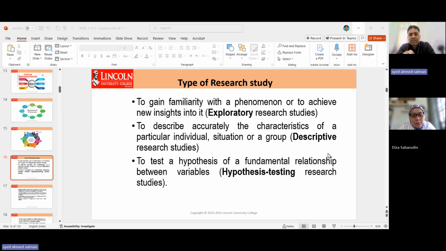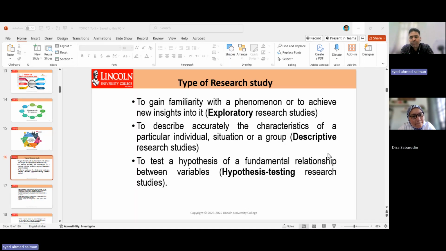Please try to understand the definition of exploratory research. To gain familiarity with the phenomena or to achieve new insights into it, that is called exploratory research studies. If you want to understand new phenomena or you want to achieve new insights into it, because you are going to understand or explore, you are going to do the exploratory research. Are you clear? Yes, sir.